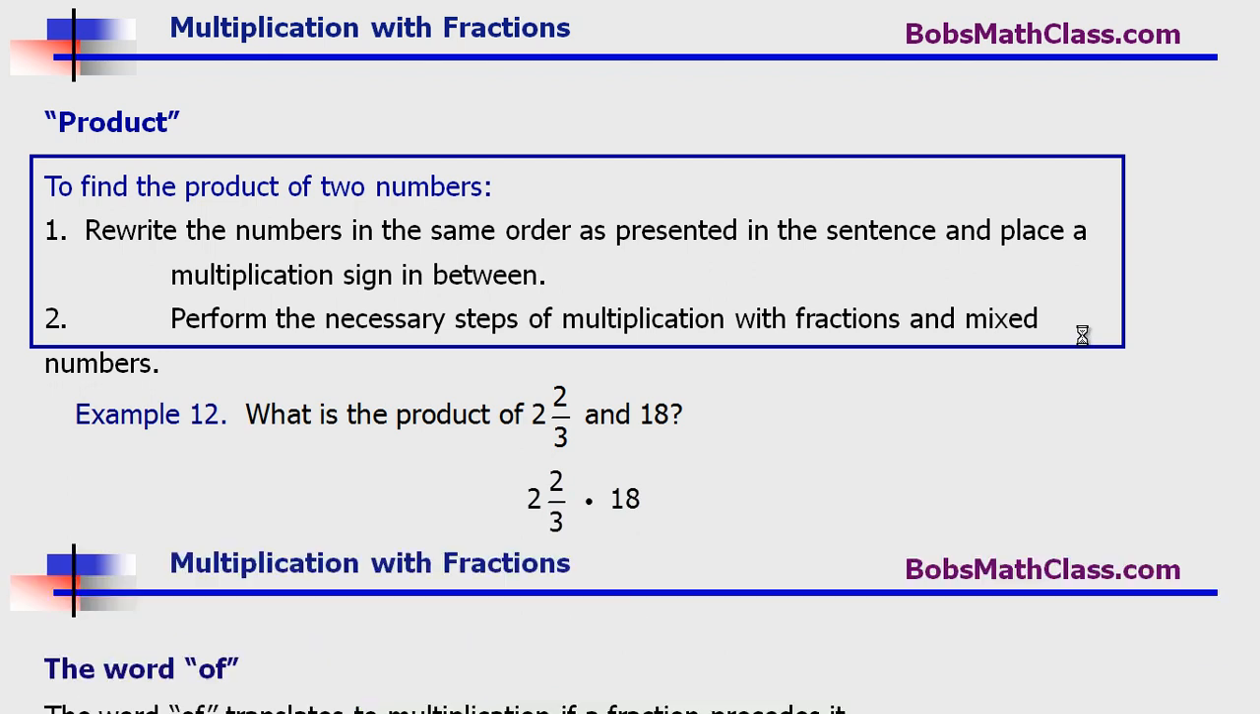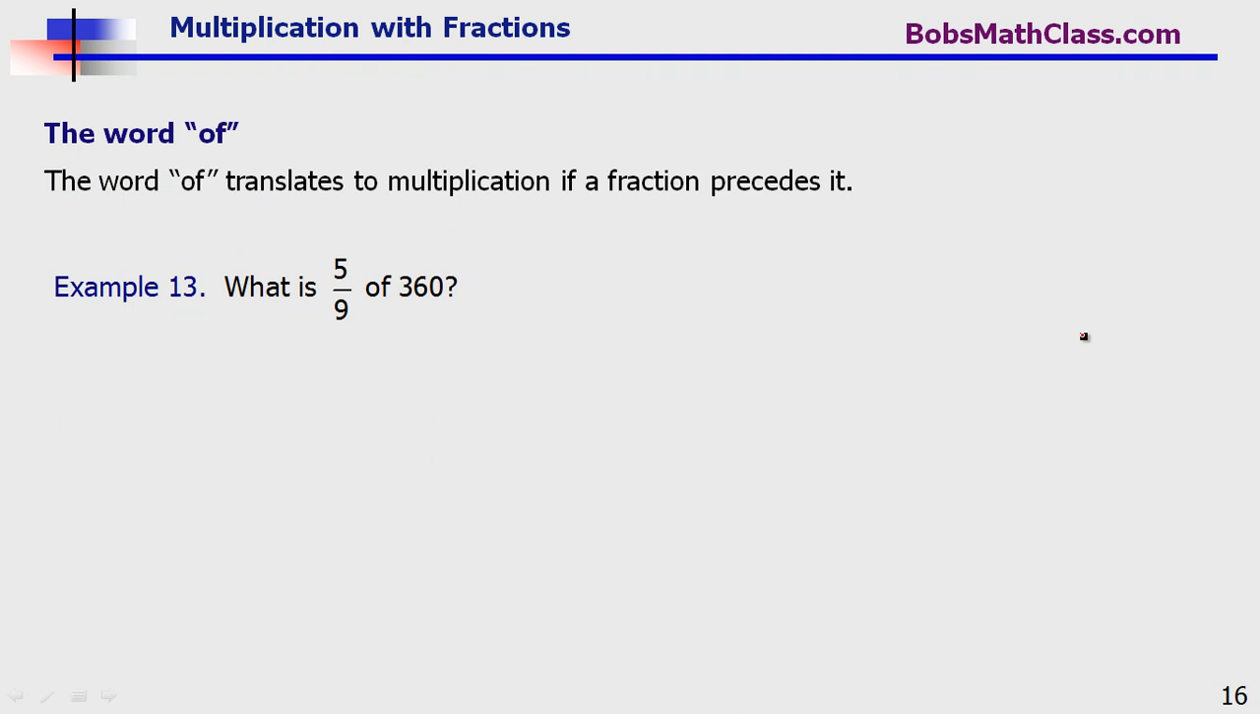Okay, let's go on. The word of also translates to multiplication if a fraction precedes it. Actually, if you have a fraction or a percent in front of the word of, 10% of, 15% of, or 5/9 of, then the of means multiplication. Alright, so we're just going to put 5/9 times 360 over 1.